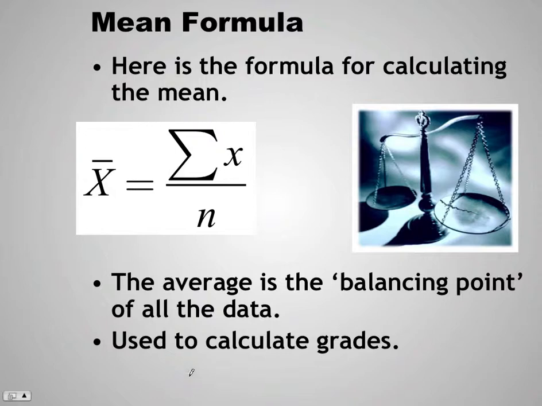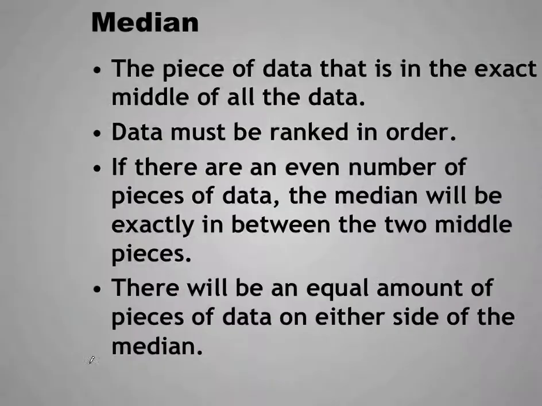Now it is used to calculate the grades. Okay, your grades are calculated using your mean score. So basically we're trying to come up with one number that represents your grade. It represents all the scores you've got, and we give it to you as one number, as a 75% or whatever. Okay, so you're very familiar with this formula already.